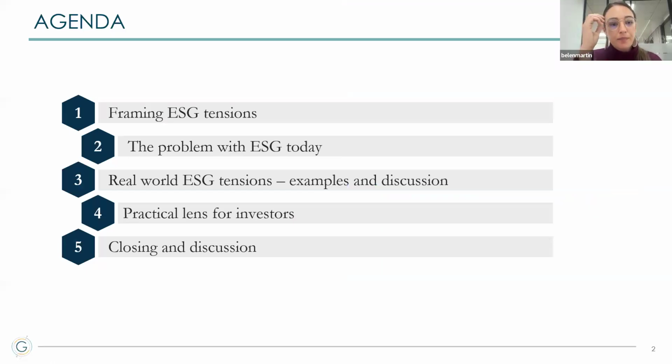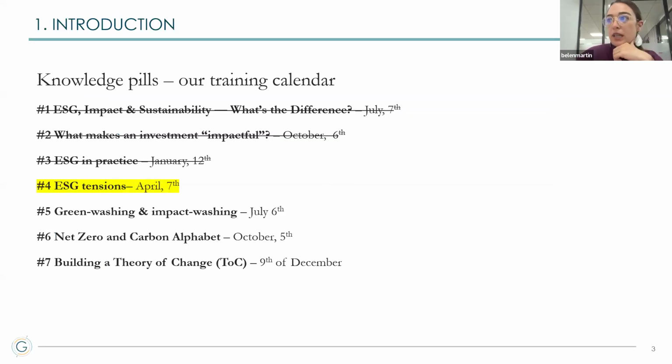Perfect. So very quickly, we will start with framing ESG tensions. Then we will discuss what are the main issues or problems with ESG today. Then we will jump into some real world tensions with some examples for discussion. And then we will try to wrap up with some practical ideas or lens from the investor perspective, closing with discussions and questions as always. This is just to say where we stand in our overall training calendar, and that the upcoming session will be happening in July.